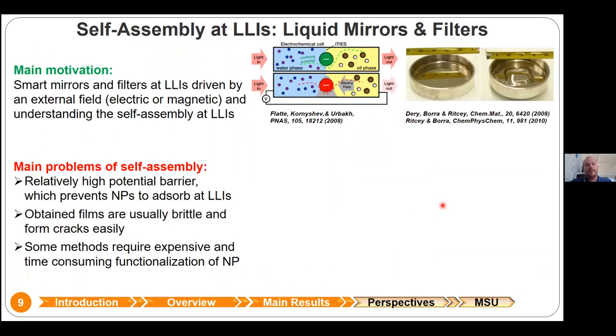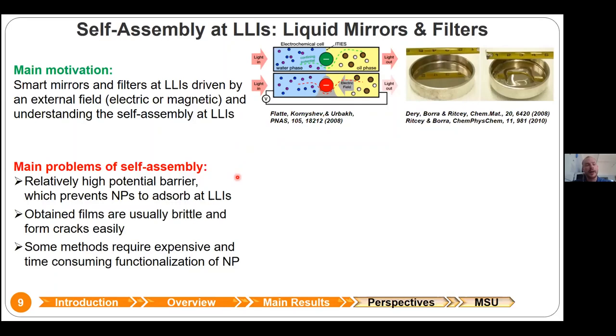Why did we study self-assembly at liquid-liquid interfaces? The main motivation was a very, I would say, old idea that somehow you should manage to manipulate nanoparticles at the liquid-liquid interface, especially their optical properties, because nanoparticles are charged, so you can bring them to the interface, you can pull them off the interface, you can somehow with an electric field arrange them at the interface, and this is a really cool story for all these smart optics, let's say. And as you see here, this was, for example, proposed, maybe not for the first time, but for sure with a very nice explanation from the theoretical point of view by Kornyshev and his colleagues in 2008.